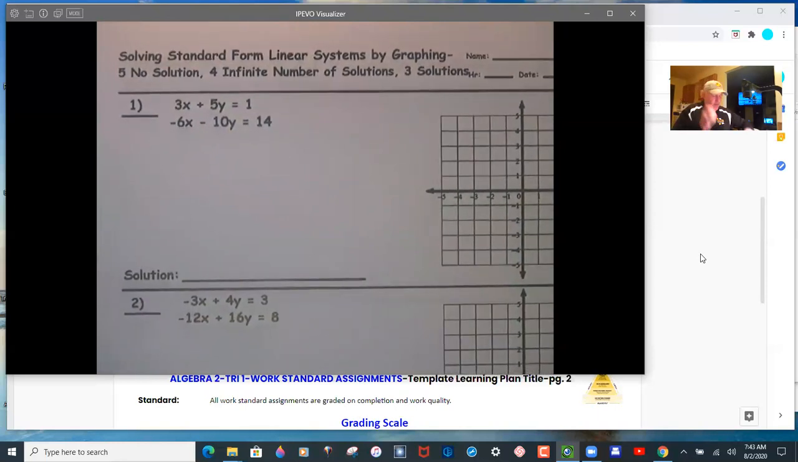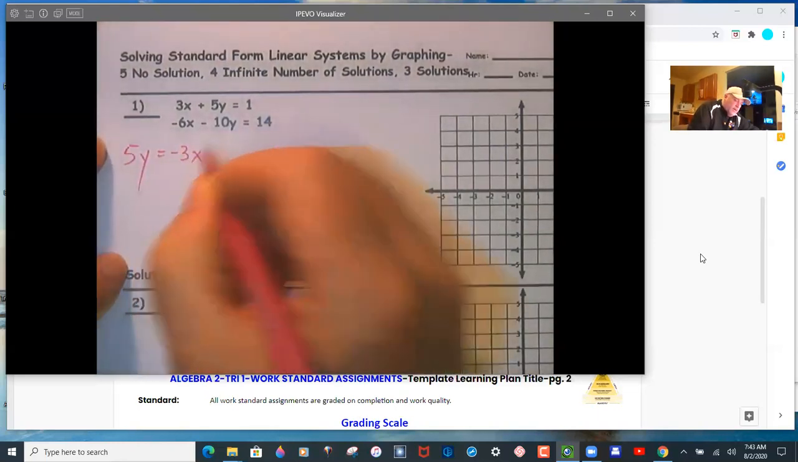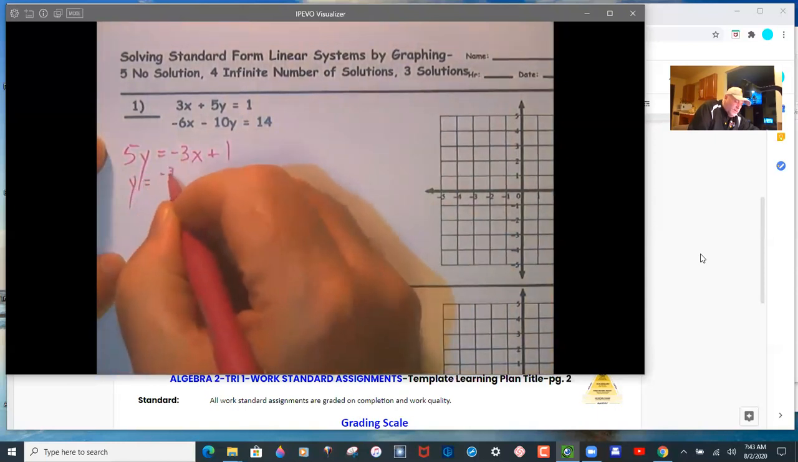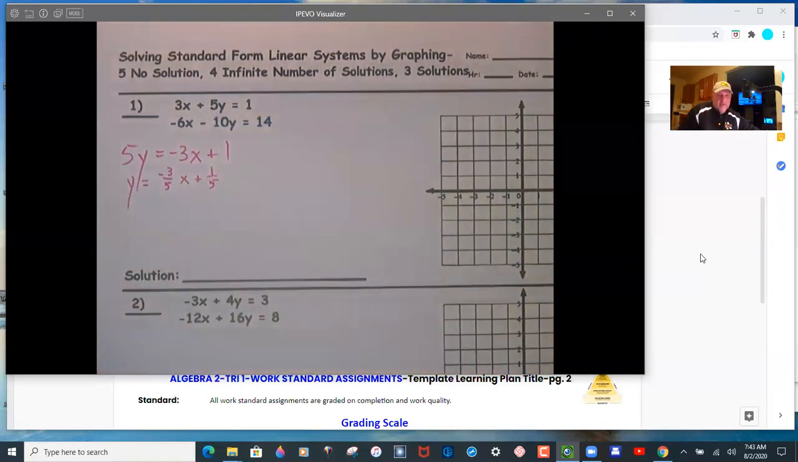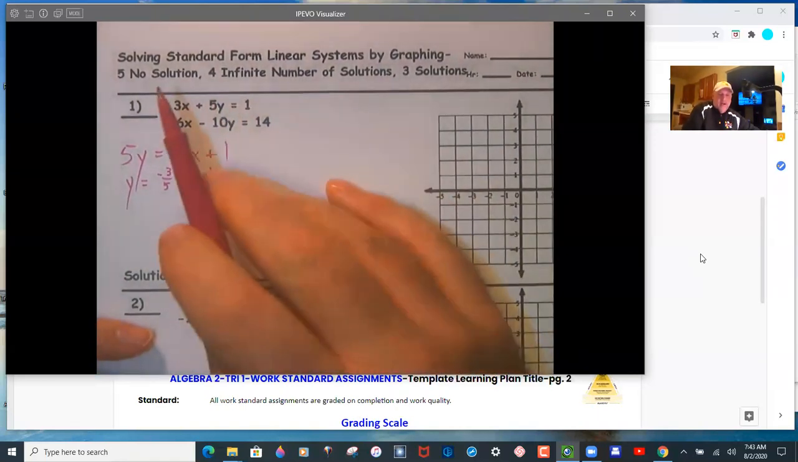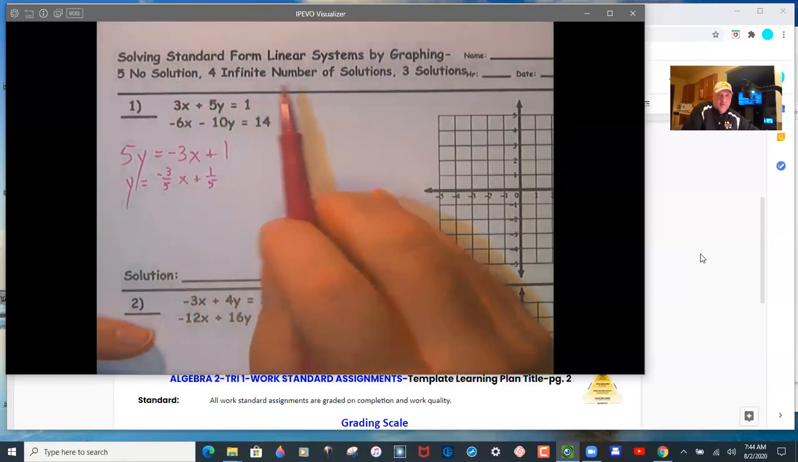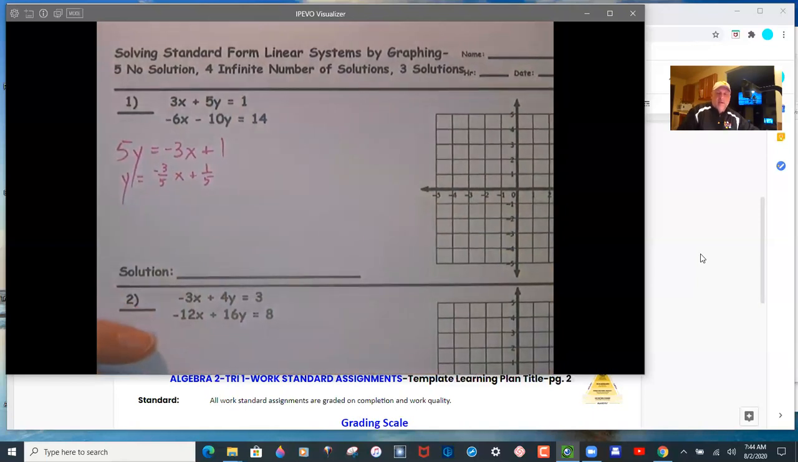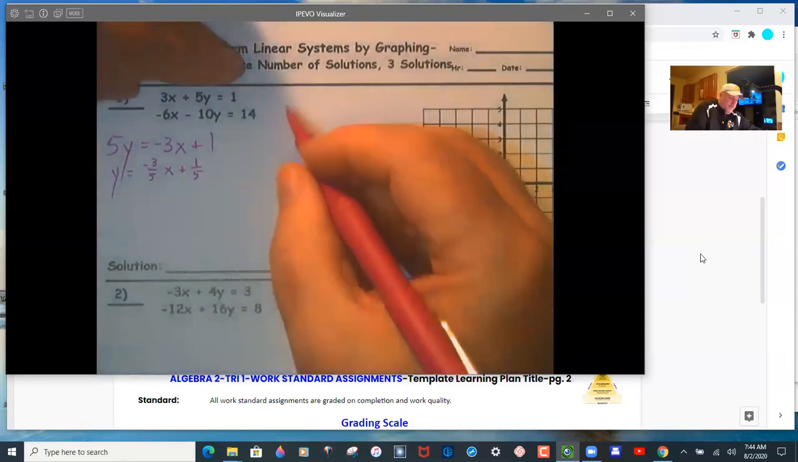So on the top equation, solving for y, we're going to take the 3x to the other side. The reason I say that is that you can compare the slopes pretty easily. You can compare the y-intercepts and the slopes. So number 5 will be no solution, meaning the same slope but different y-intercepts. Number 4 is infinite solutions, meaning that they're identical equations. And then number 3 is where you actually get an answer. But you need to solve for y first.